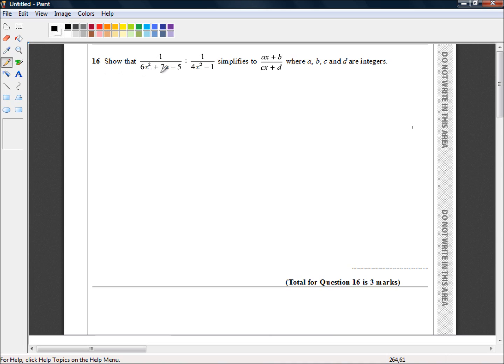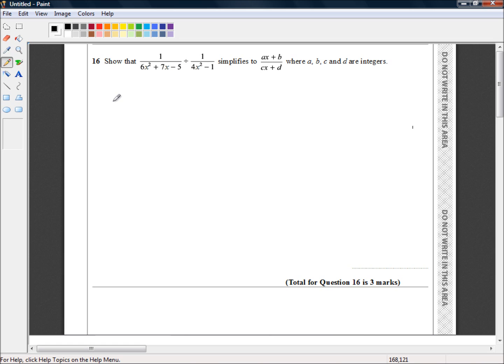Show that 1 over 6x squared plus 7x minus 5 divided by 1 over 4x squared minus 1 simplifies to ax plus b over cx plus d, where a, b, c and d are integers. Okay, so to divide fractions, all we do is invert and multiply. So we're swapping this fraction on its head and then multiplying them.